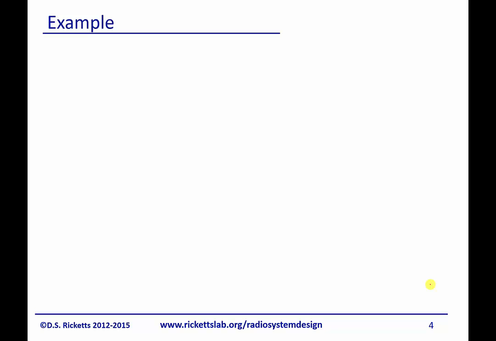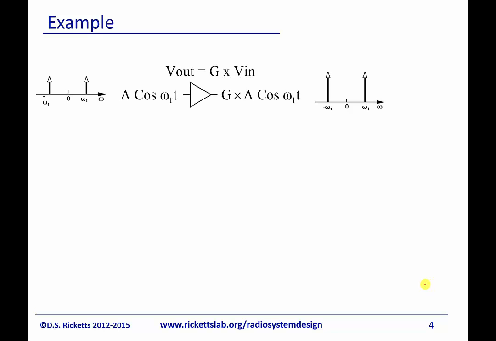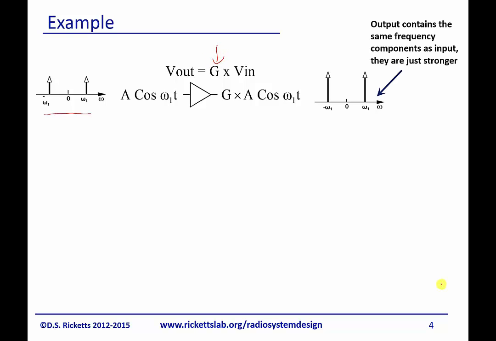Alright, so let's take a look at an example. So here I have on the left a single tone coming in, A cosine omega 1 t. And if I have a linear amplifier with linear gain G, this means G is just a constant, then on the output, I get the same frequencies, and they're just a bit more increased in power relative to the gain. I'll just make one side comment.